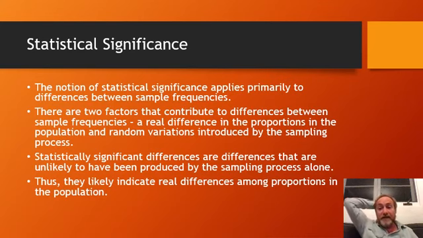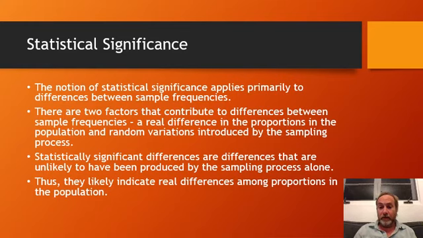Okay, statistical significance. The notion of statistical significance is going to apply for our purposes primarily to differences between sample frequencies. There are two factors that contribute to differences you will find in sample frequencies. One is the actual difference: there might be a real difference in the proportions in the population, and if there is, you are likely to find a difference in sample frequencies between two variables. But there's also a possibility of random variation introduced by the sampling process.